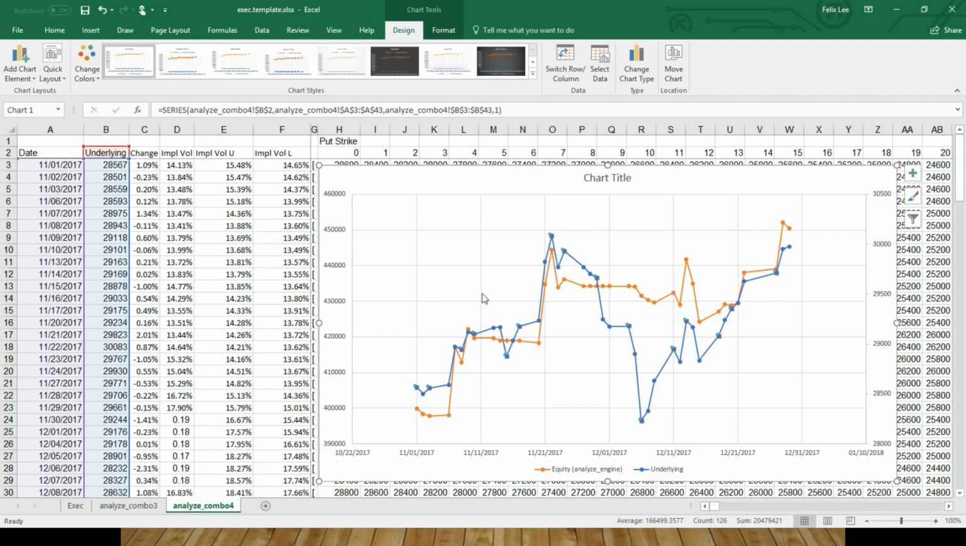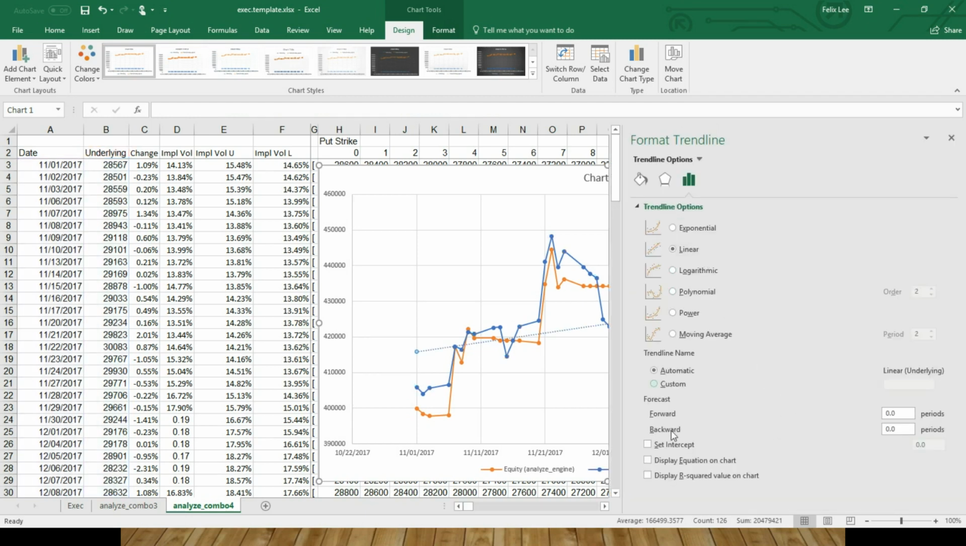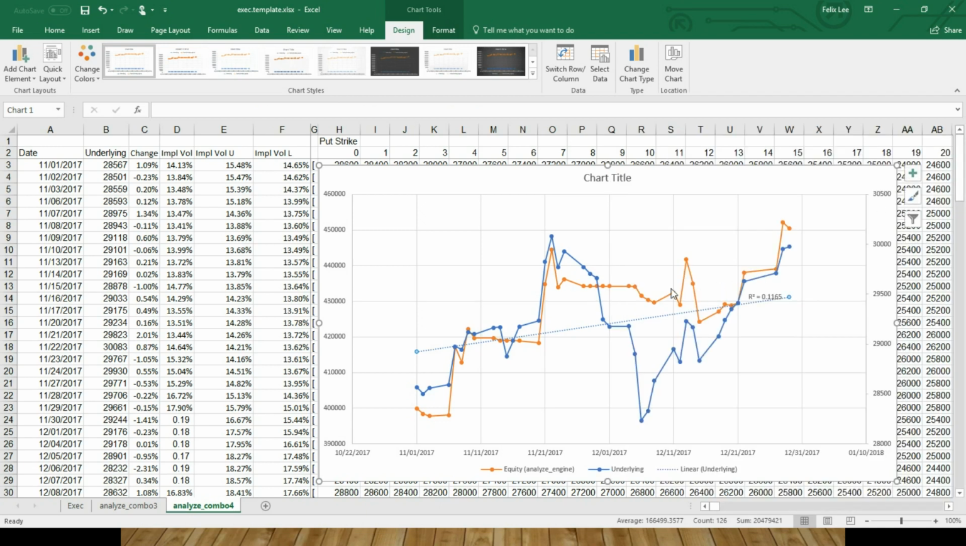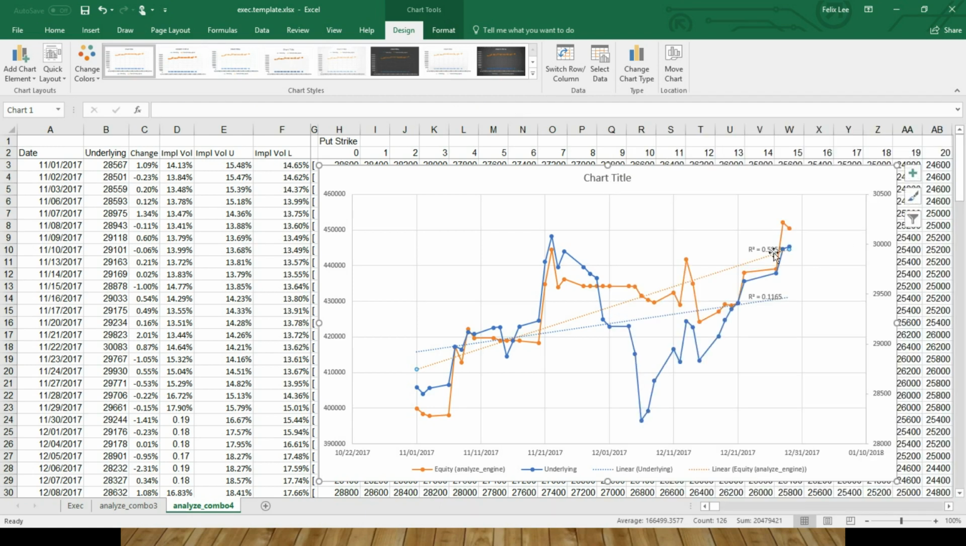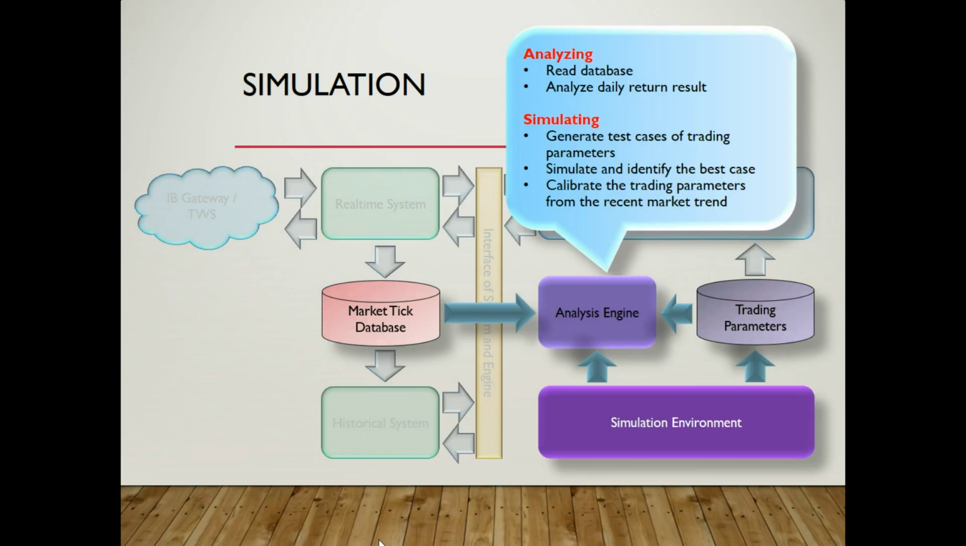If the results look good, then I will set the trading parameters of this scenario into the trade engine in the coming month. Currently, I calibrate the trading parameters by simulation every month, and I use the most recent 6 months of market data for the simulation.